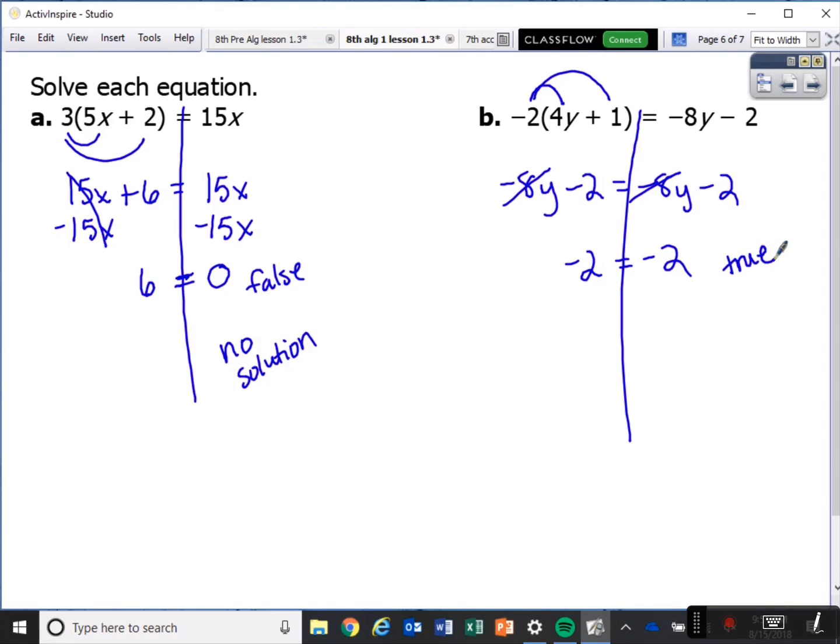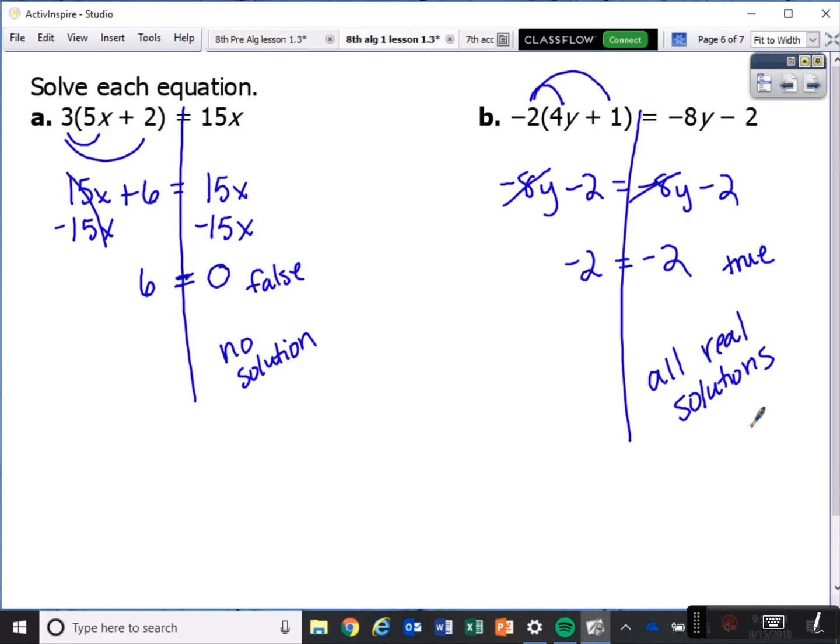So this time, my true statement is all real solutions. There is such a thing as an imaginary solution. What this means is, if no solutions means there is no number that will work for x, all real solutions means that every number that exists will work for x.